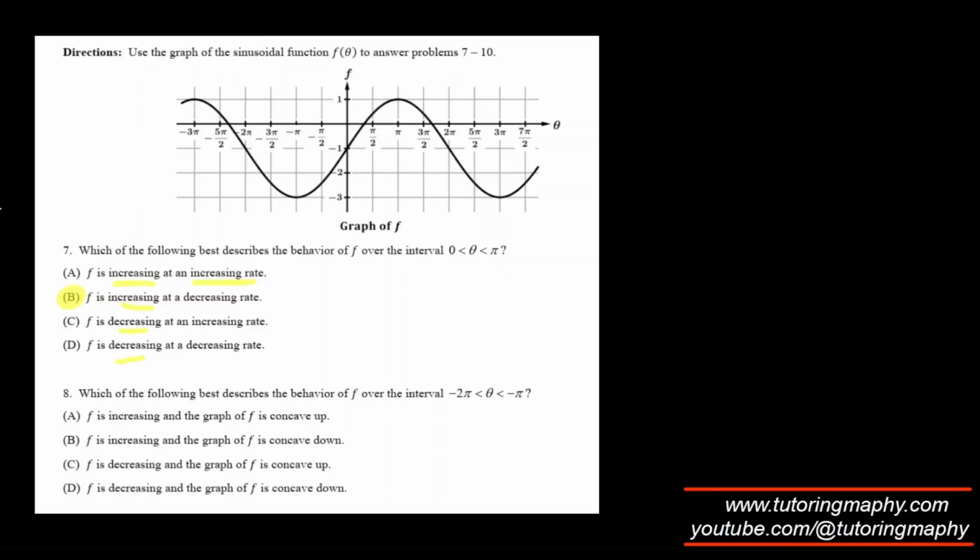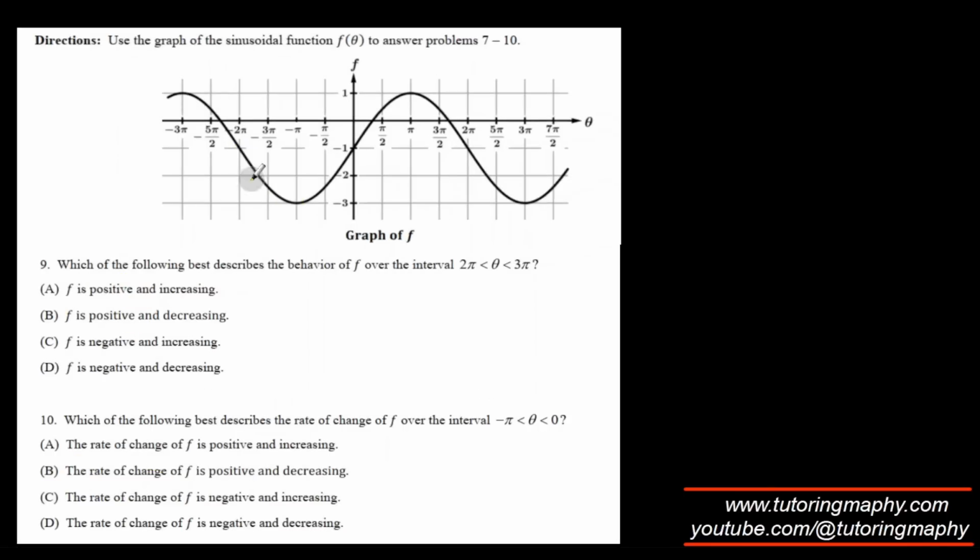Then they're asking the behavior between -2 pi to -pi. Where's -2 pi? Over here. And excuse me, -pi is over here. So this is definitely not increasing, right? This is going down, descending. So this is decreasing in nature. And this is a smiling face function. So this is concave up. So clearly it is option C.